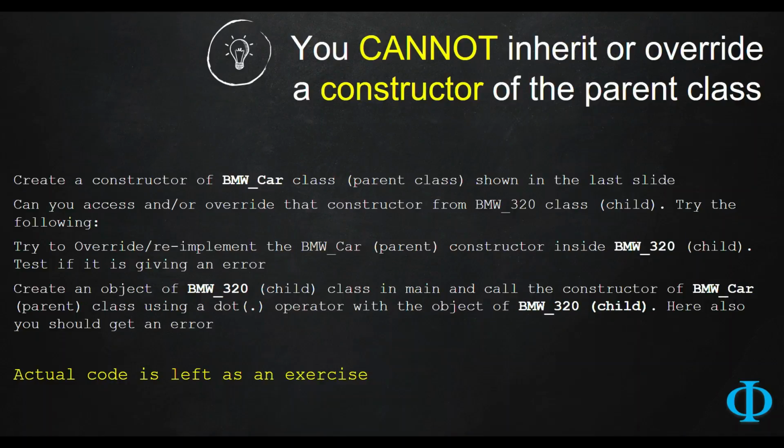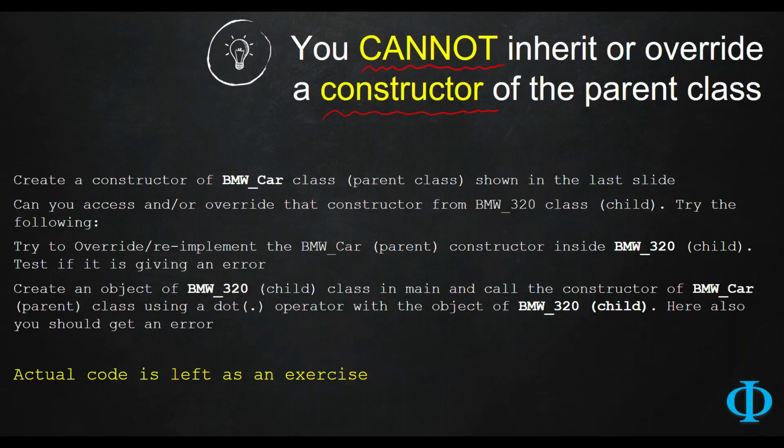When you are learning about inheritance and polymorphism, you must know about these characteristics. That is, you cannot inherit or override a constructor function of the parent class. Each of the classes in Java can have several constructor functions, either a default constructor or a parameterized constructor.